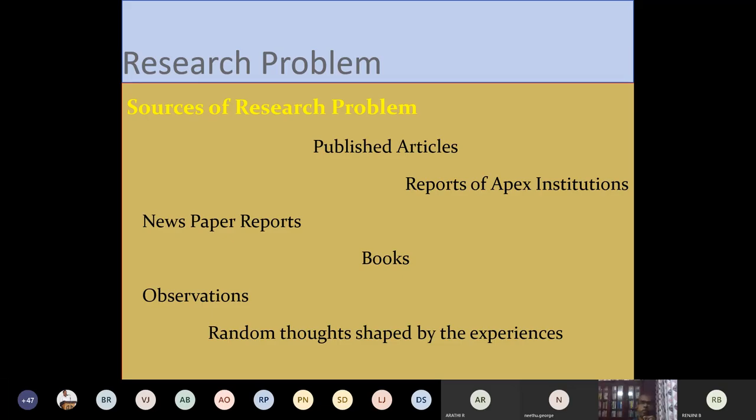Another important source of research problem is reports of apex institutions. Say, take the case of banking in India. The apex institution is Reserve Bank of India. Reserve Bank of India is actually publishing a large number of books and periodicals, on a monthly, quarterly, and annual basis, and so on. Say, for example, Trends and Progress of Banking in India is an annual publication of Reserve Bank of India.